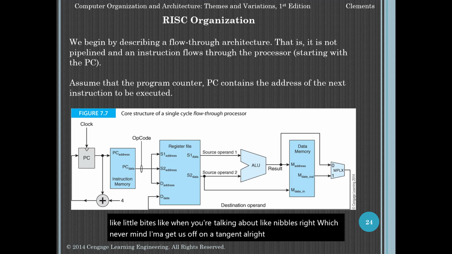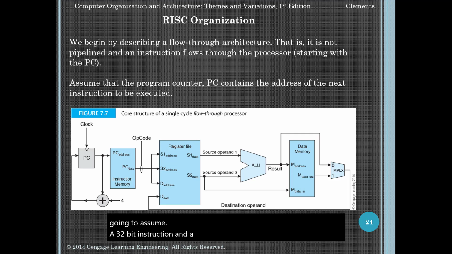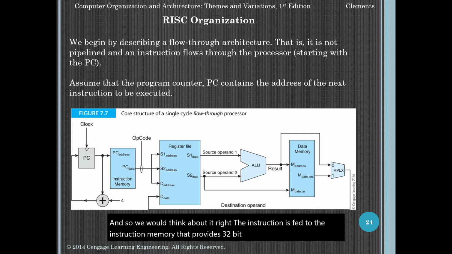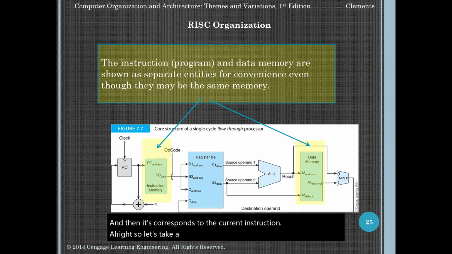All right, so we're going to assume a 32-bit instruction and a byte addressed mode. And so we would think about it, right? The instruction is fed to the instruction memory that provides the 32-bit opcode, and then it corresponds to the current instruction. All right, so let's take a look.